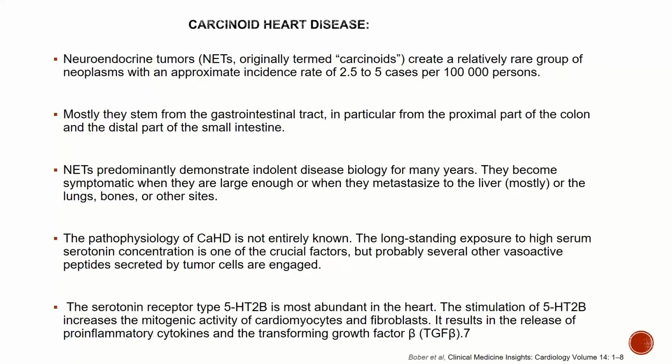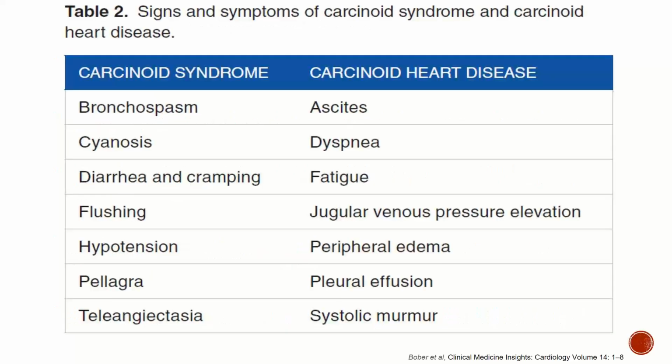So carcinoid syndrome is a neuroendocrine tumor. It's relatively rare. The incidence rate is around 2.5 to 5 cases per 100,000. Most of the time, the source of the carcinoid tumor is from the gastrointestinal tract, in particular from the proximal part of the colon and the distal part of the small intestine. It predominantly demonstrates indolent disease biology for many years, and it becomes symptomatic when the tumors are large enough or they metastasize to the liver, lung, bone, or other sites. The pathophysiology is not entirely known.